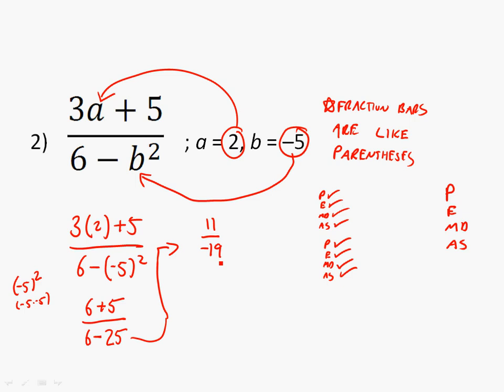And then, if we could, we'd divide these. However, that fraction's not going to reduce. So I'm just going to put the negative sign on top, since that's a little more conventional. And for this one, we end up with negative 11/19. It's okay to get fractions for some of these answers, so don't freak out if that happens.